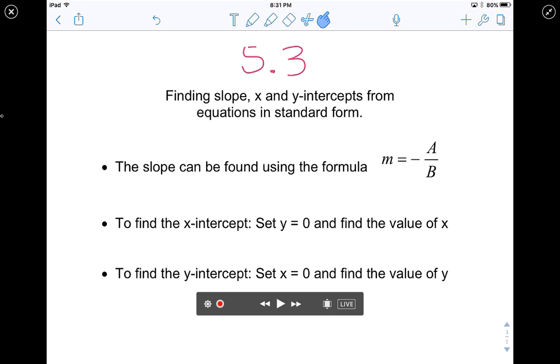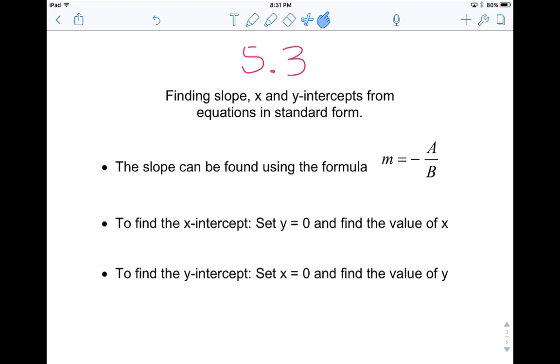We're going to graph from standard form of an equation. So remember, last time we talked about what standard form of an equation is, and that was ax plus by equals c, where we said a, b, and c are all numbers that are not zero. A and b have to be whole numbers, so they can't be fractions, and a must be a positive number.